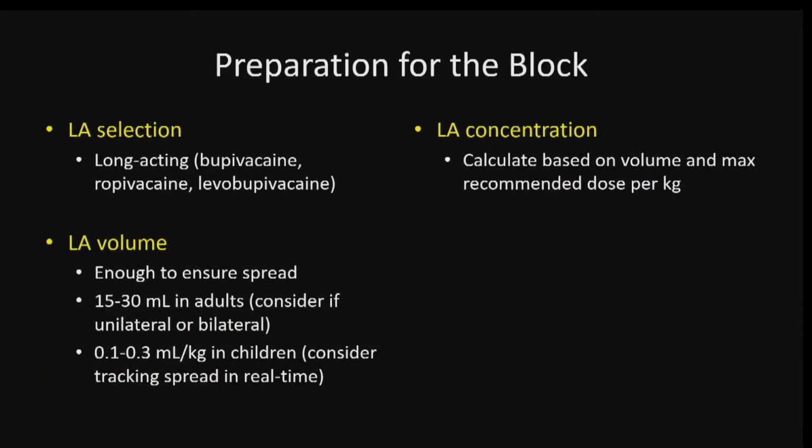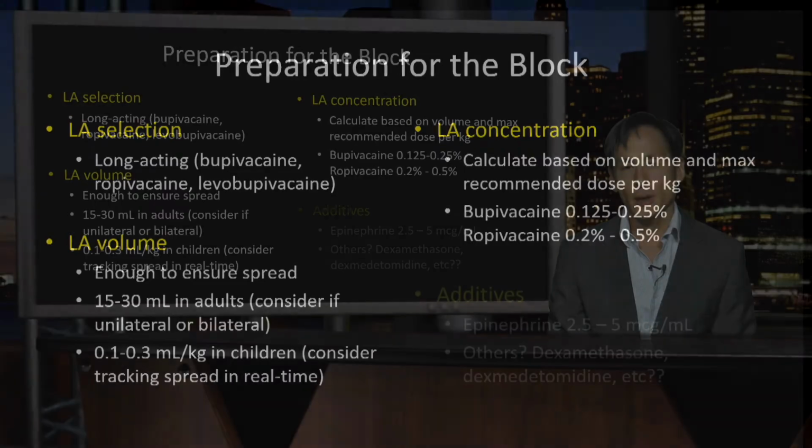When it comes then to the concentration, you calculate that based on the volume that you've decided to use and the maximum recommended dose per kilo weight of the patient. This usually results in the use of bupivacaine 0.125% to 0.25% or ropivacaine 0.2% to 0.5%. But these are ballpark figures and they can be tailored to your patient.